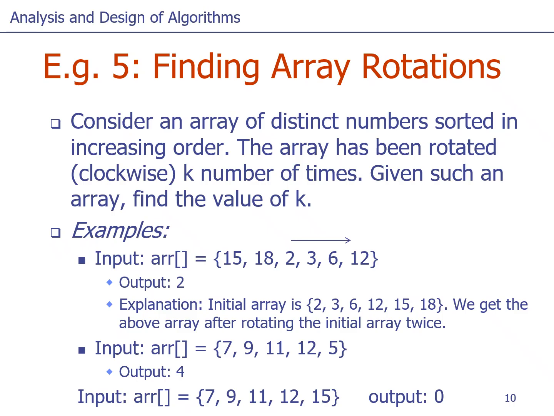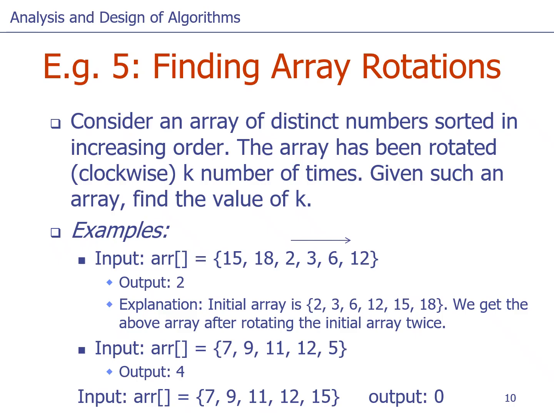Now, this problem is asking for the following. You're given an array, and you're asked how many times we've done rotations. So if you look at the array that says 15, 18, 2, 3, 6, 12, the initial array was, as it's written down there, 2, 3, 6, 12, 15, 18. If I do one rotation, I take the 18 and put it at the front. So the array becomes 18, 2, 3, 6, 12, 15. If I do a second rotation, it's going to be the 15 put at the front of the 18, so it's going to be the one we're looking at here in the big font: 15, 18, 2, 3, 6, 12. So the number of rotations here, or the k, is 2.